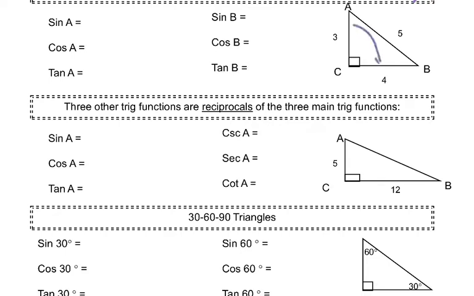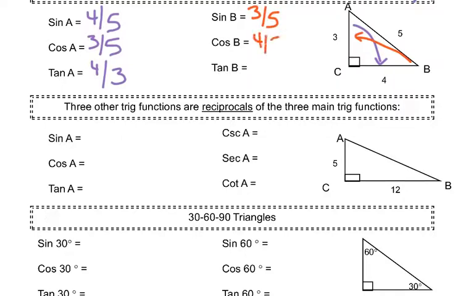What would the sine of angle A be? Well, opposite is 4, hypotenuse 5. Cosine, similarly, 3 over 5, and tangent 4 over 3. If I switch to angle B, now the sine is 3 over 5, the cosine is 4 over 5, and the tangent is 3 over 4. So the sine of A is always the same as the cosine of B, and vice versa, and then the two tangents are always reciprocals of each other.